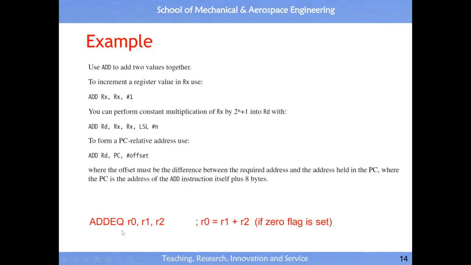And this example shows you conditional computation, or conditional data processing. EQ means in the previous computation, if the two inputs are equal, then you undertake this computation. Or if the result is equal to zero, then you undertake this computation. That means let R0 equal R1 plus R2.